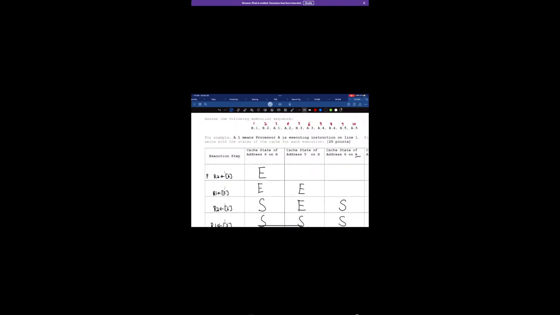On the left side, for the execution step, can you write down what processor it is? Because it's kind of confusing to know what we're on. What processor we're on? Yeah, you see how we have 1, 2, 3, 4, 5.